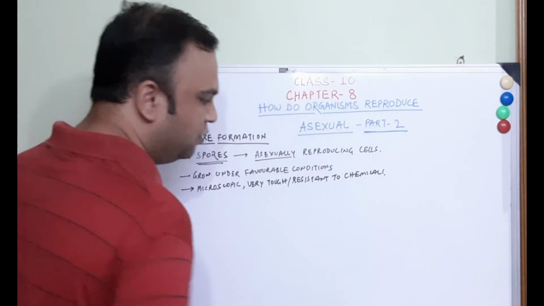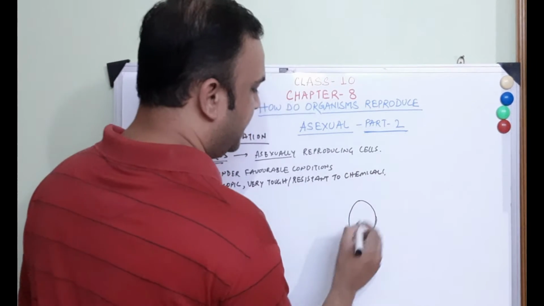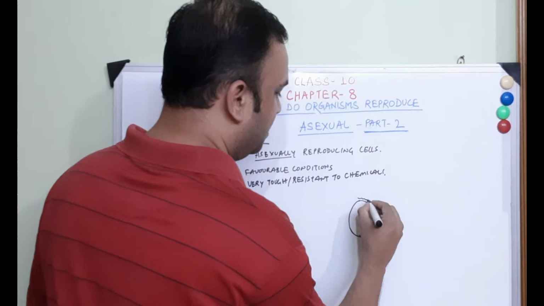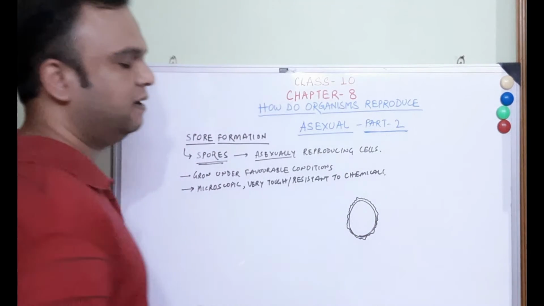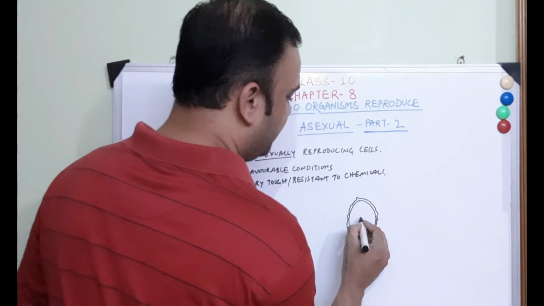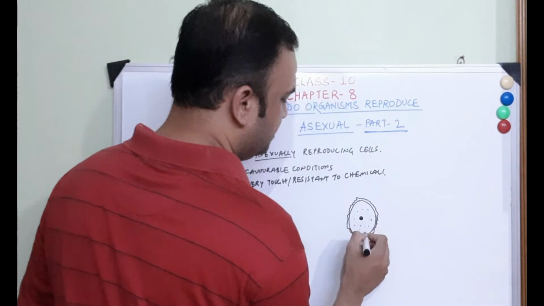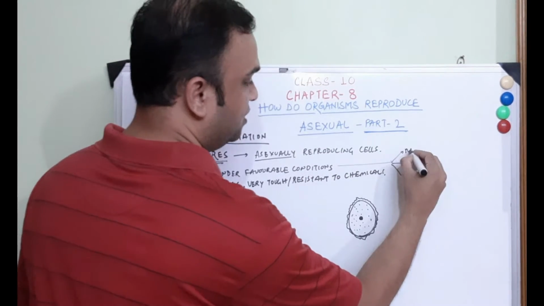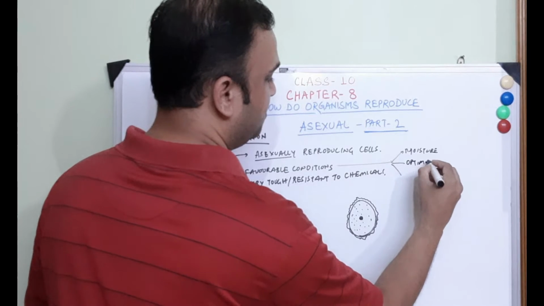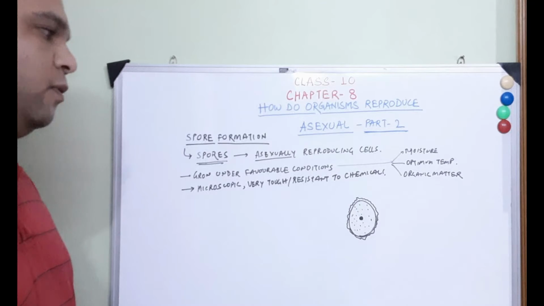So let us see how they look. They look like spherical structures, and they have a tough outer covering which protects them from all the environmental conditions. Inside they have a nucleus, and the cytoplasm is also there. Whenever favorable conditions are there, here I am talking about moisture, optimum temperature and organic matter, these three favorable conditions allow the spores to grow.